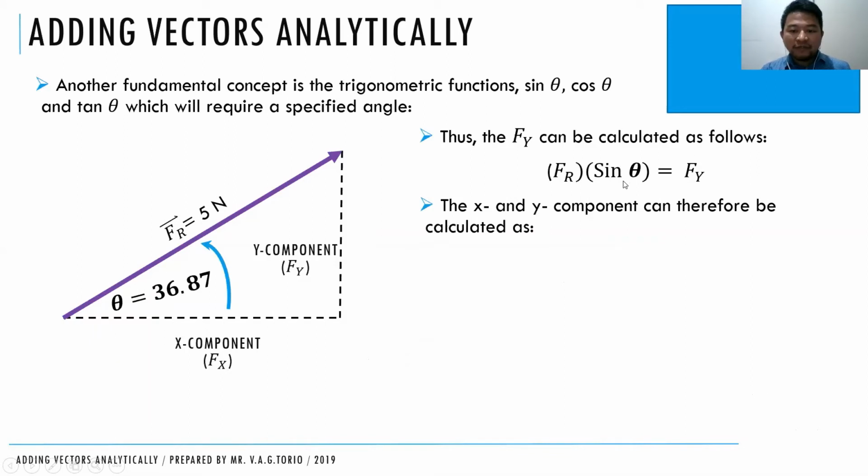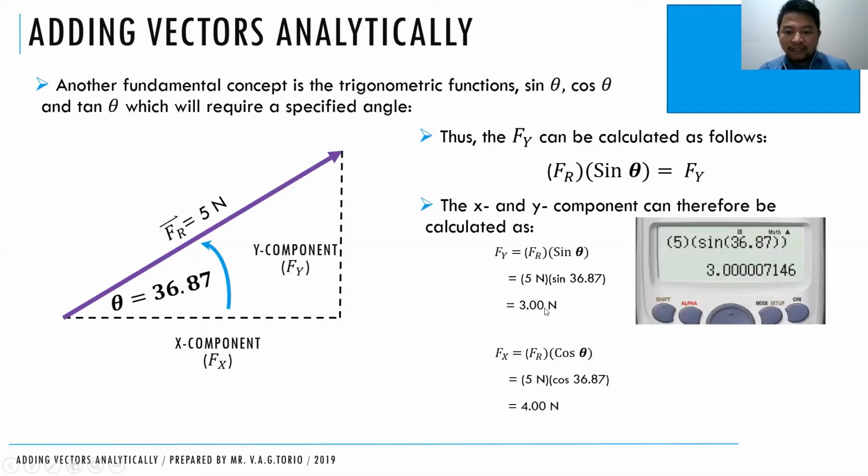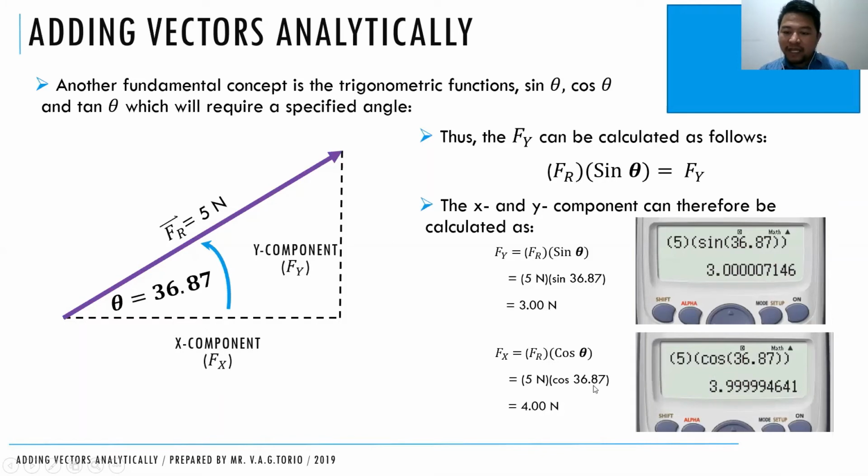We now can substitute the values and calculate for the components f sub y and f sub x. F sub y is 5 newtons times sine of the given angle, 36.87 degrees. So we get 3 newtons. And we can calculate for f sub x. F sub r, that's 5 newtons, the magnitude of the resultant force, times cosine of the given angle, 36.87 degrees. That's 4 newtons. And we showcase how it's calculated in the screenshots of the calculator. That's 3.99, rounded off, the value is 4 newtons.